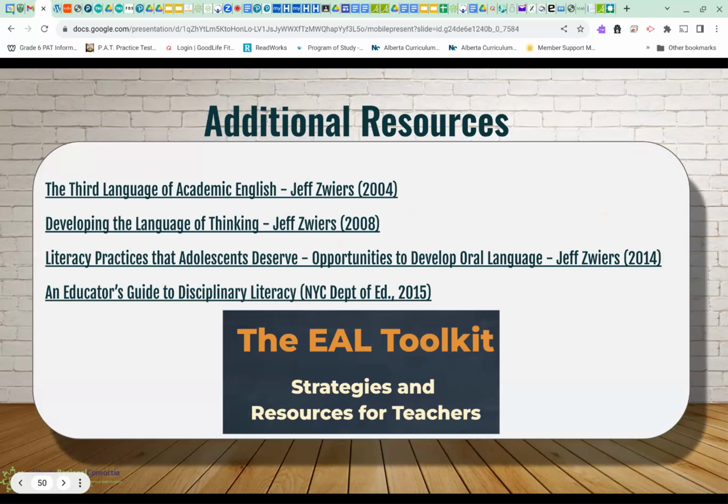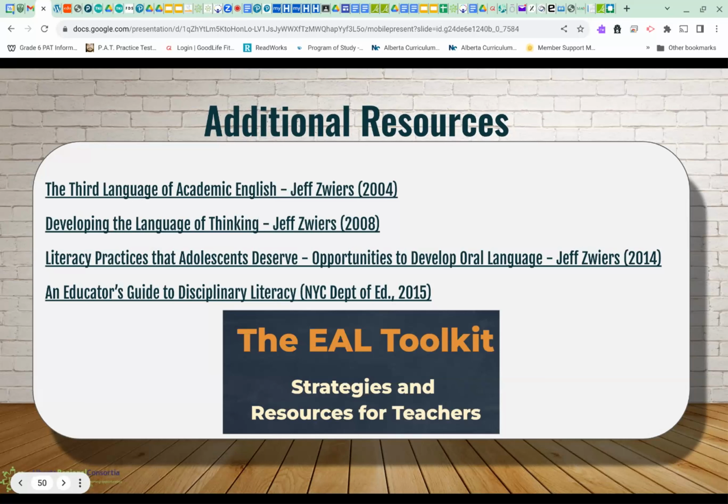So there's a couple of resources that helped me build this session as well. I pulled a lot of articles from Jeff Zwiers, and also just thinking about disciplinary literacy, as it's really coming to the forefront when the students are entering into junior high, high school, and how can we support them in discipline specific classrooms.